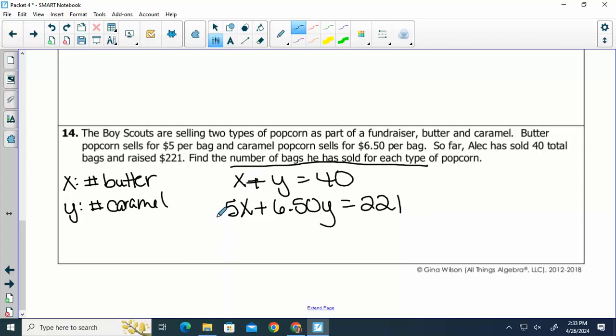Now we have to do elimination. So let's say I want to eliminate my x's. They have to be the same number but opposite signs. So what could you do? Take the first one times -5. So -5x minus 5y equals -200. And we didn't change the second one.